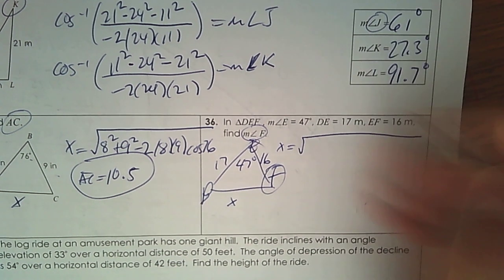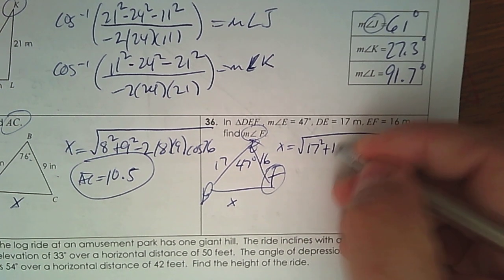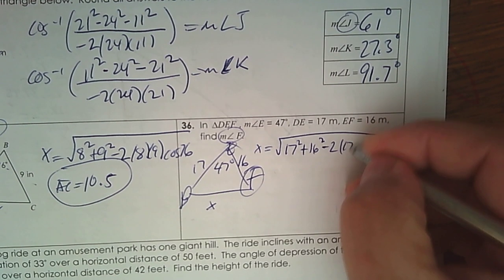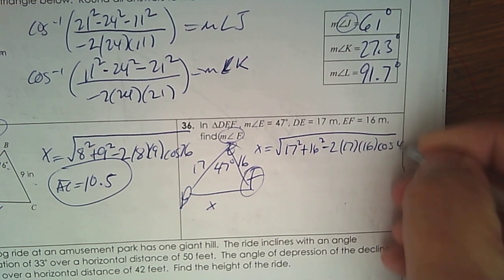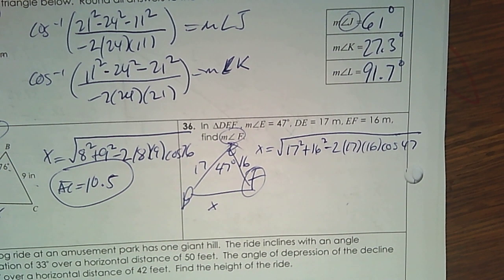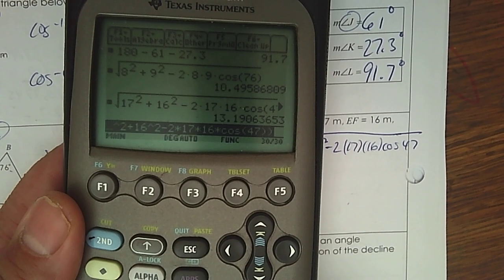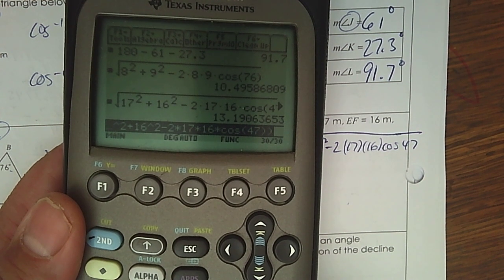So big square root. 17 squared plus 16 squared. Subtract 2 times 17 and 16, and then the cosine of 47. So type that in. Again, you can press pause at any time if it's going too fast. So 17 squared plus 16 squared. Subtract 2 times 17 and 16, and the cosine of 47. So that's what mine looks like. So it's 13.2.